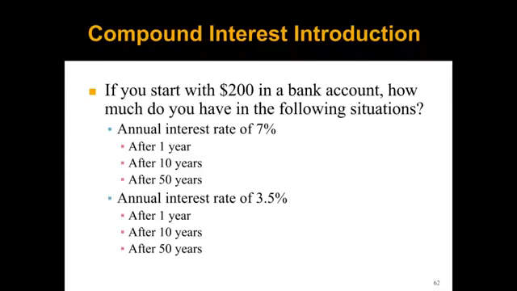So let's start with a little bit of just compound interest, because we're talking about putting money in a savings account. So let's pretend like we do that. Let's say we put $200 in a bank account. How much do you have in the following situations? If you have an annual interest rate of 7%, an annual interest rate of 3.5%. So think about this and try to calculate it on your own, and then we'll go over the answers.